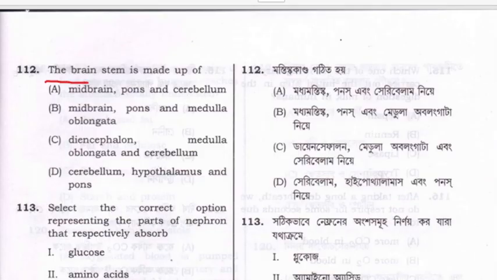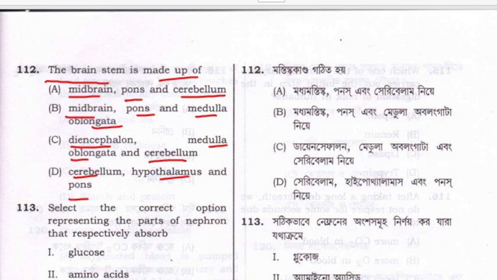The brain stem is made up of midbrain, pons, cerebellum; midbrain, pons, medulla oblongata; diencephalon, medulla oblongata, and cerebellum; or hypothalamus or pons. So the brain stem is basically made up of midbrain, pons, and medulla oblongata. So option B is correct.